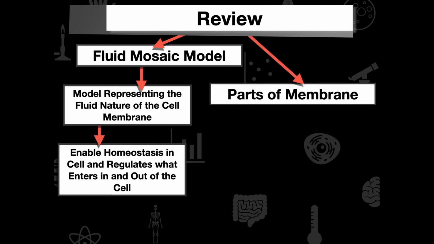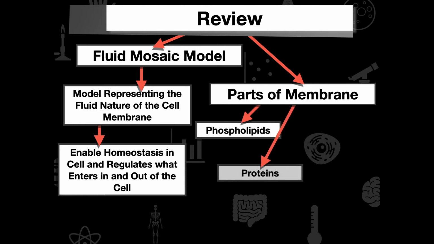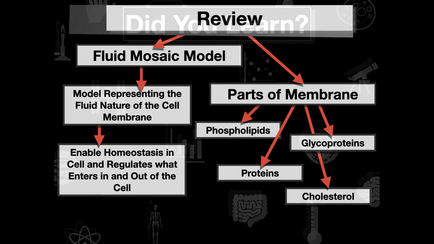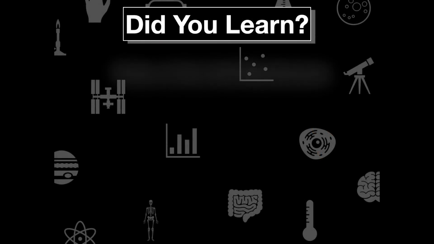And then we learned about the parts of this cell membrane. We learned about phospholipids and we learned about proteins. Phospholipids are those lipids that make up the majority of the membrane. Proteins enable cellular communication and enable things to pass through. Glycoproteins' primary purpose is only for cellular communication. And lastly, we learned about cholesterol, which maintains the fluidity and integrity of the cell when the temperatures fluctuate.